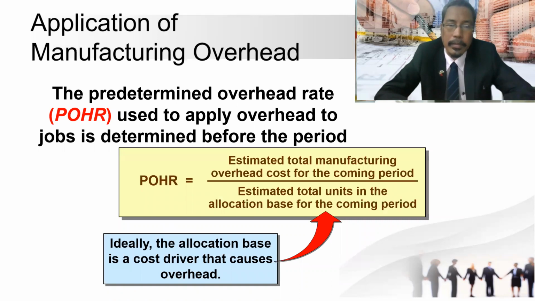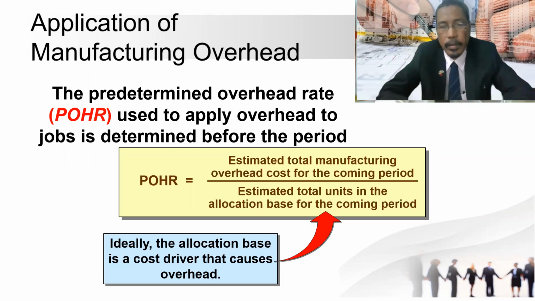Application of manufacturing overhead. The predetermined overhead rate, POHR, used to apply overhead to job is determined beforehand, before the period. So in the planning stage, we have to estimate. POHR, or predetermined overhead rate, is equal to estimated total manufacturing overhead cost for the coming period over estimated total units in the allocation base for the coming period, so that we can get the rate or per unit.